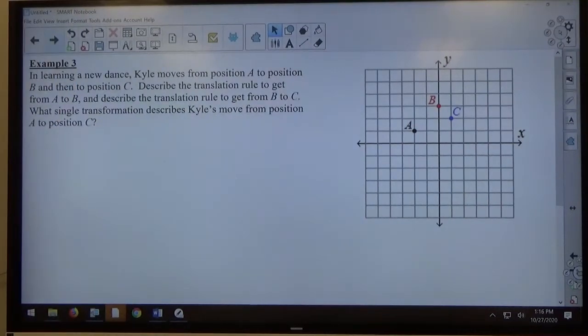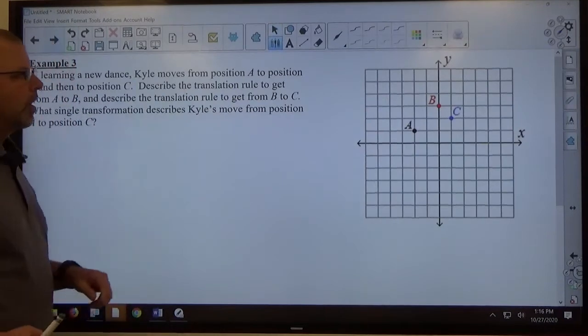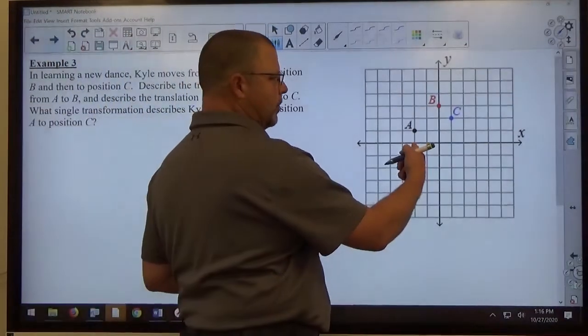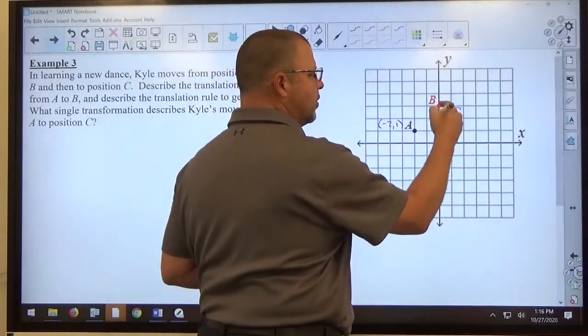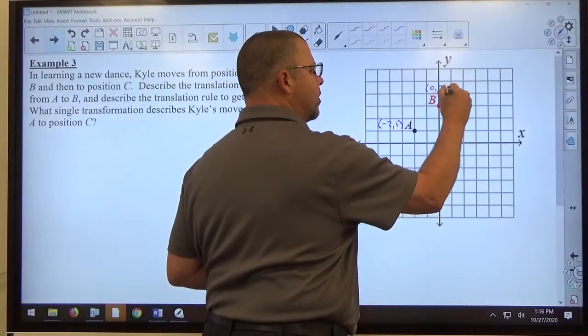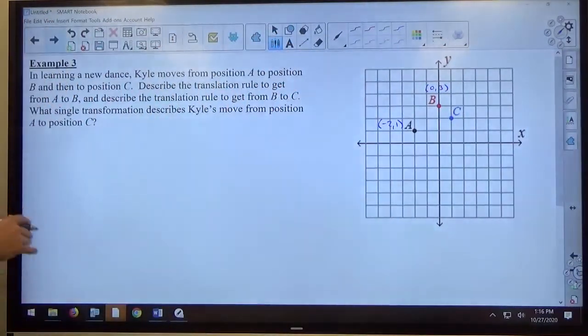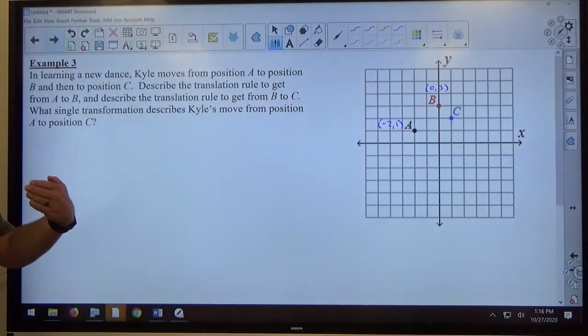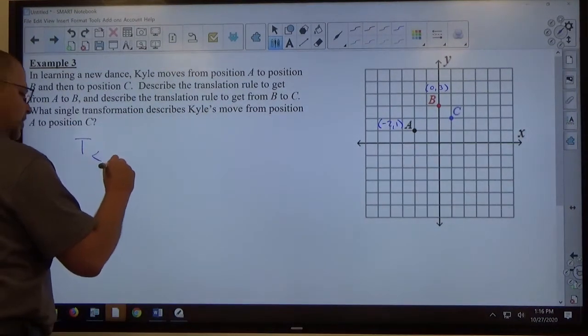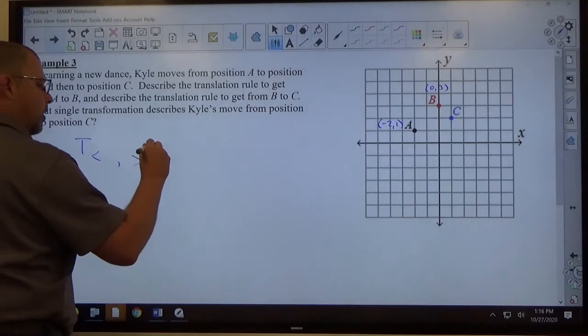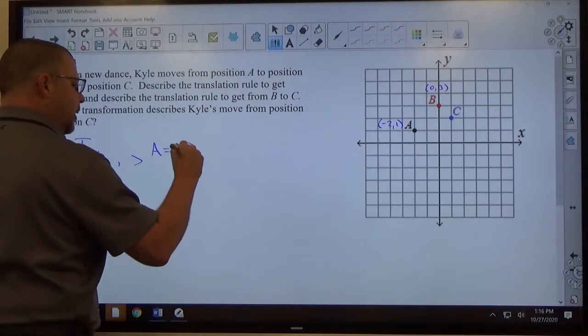Alright, so for example 3, in learning a new dance, Kyle moves from position A to position B and then to position C. Describe the translation rule to get from A to B. Alright, so if we take a look where A is right here at -2, 1. And B is positioned at 0, 3. And a translation rule, if I'm identifying a translation rule from starting at A, ending at B, it should look like this. Translation with some number and some number onto A leads me to B.